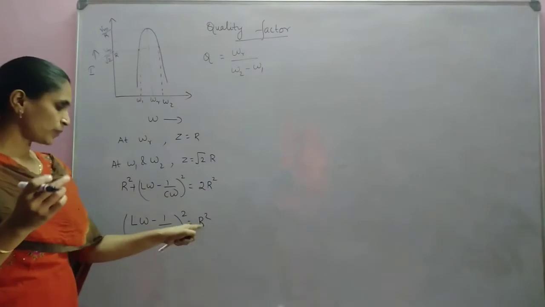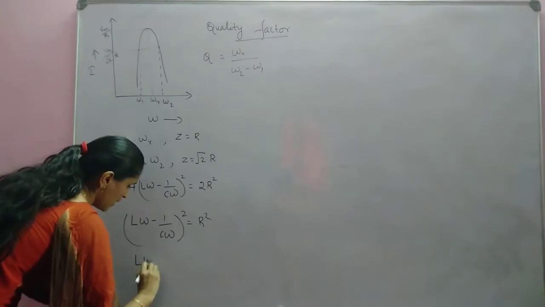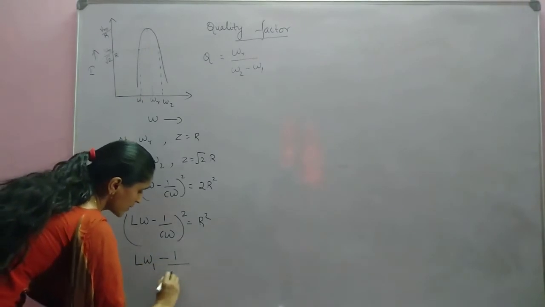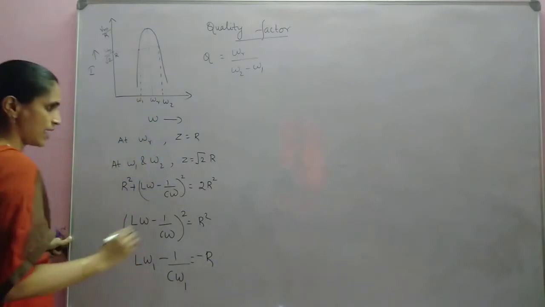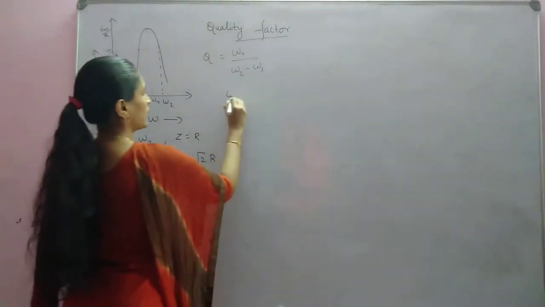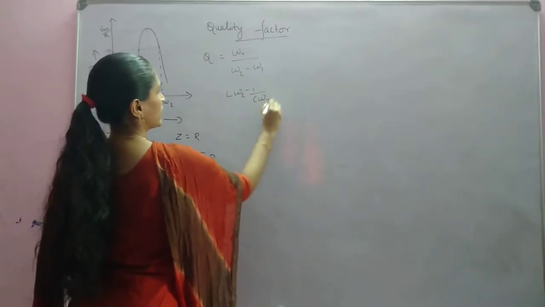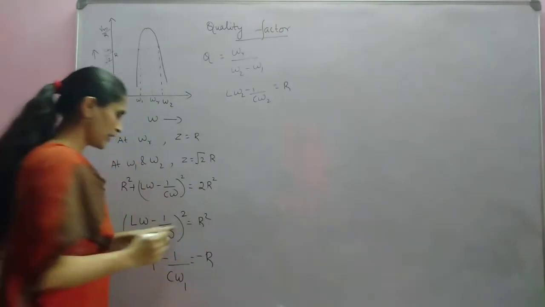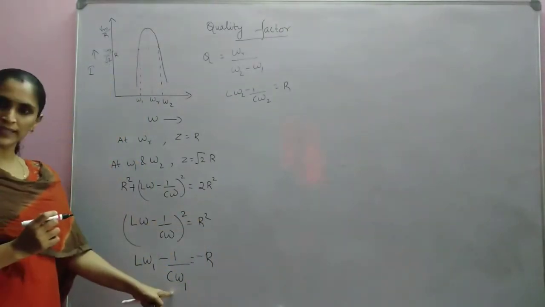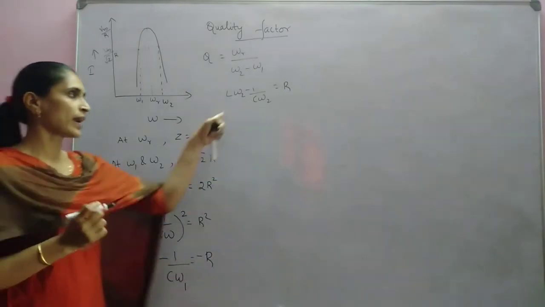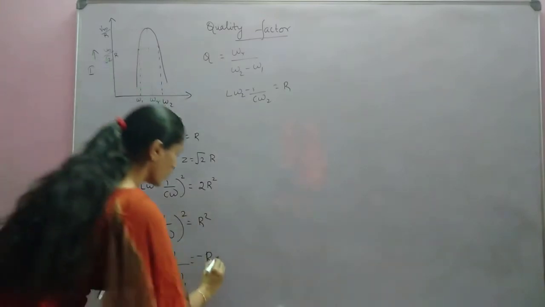One will be plus R and another will be minus R, or we can write L omega 1 minus 1 by C omega 1 is equal to minus R, and L omega 2 minus 1 by C omega 2 is equal to plus R. If we take the square root on both sides, we will get L omega 1 minus 1 by C omega 1 is equal to minus R, and L omega 2 minus 1 by C omega 2 is equal to plus R. We got two equations.